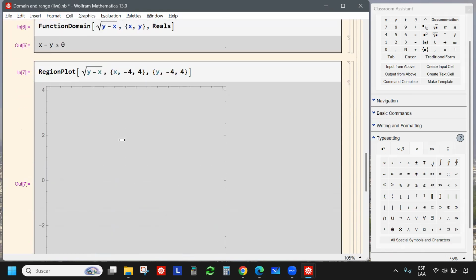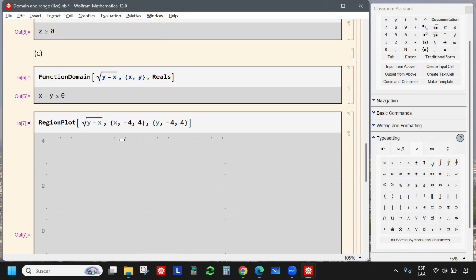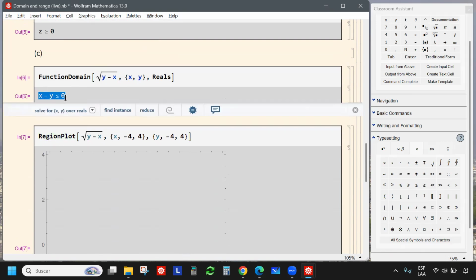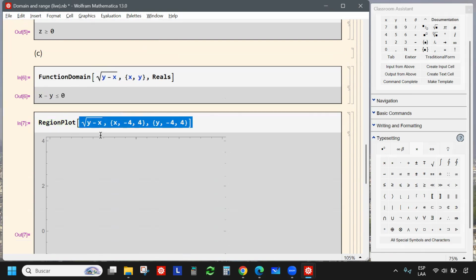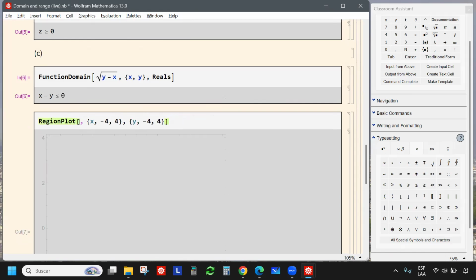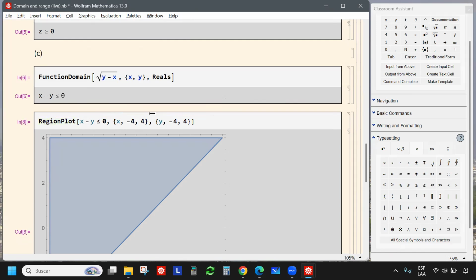We are not seeing the region because I made a mistake here. Instead of copying the domain, I copied the function. So here I should write the inequality that defines the domain. That precisely is x minus y less than or equal to 0, not the function. Solved. Here it is.